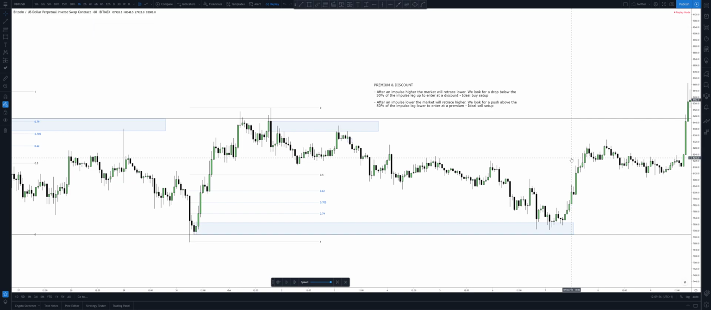So, of course, price is fractal. And if you want to trade this leg lower, that can be done as well. Because if we're bearish right here, where do we want to enter? Well, we want to enter at a premium. So we pull up our swing high to swing low. Optimal trade entry. We have a bearish OB.